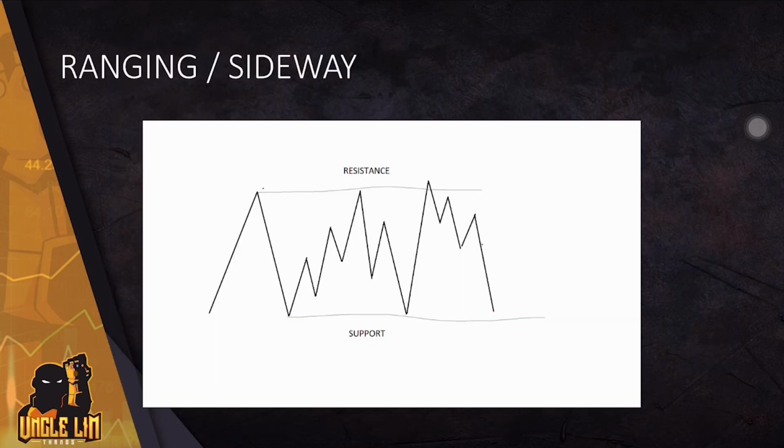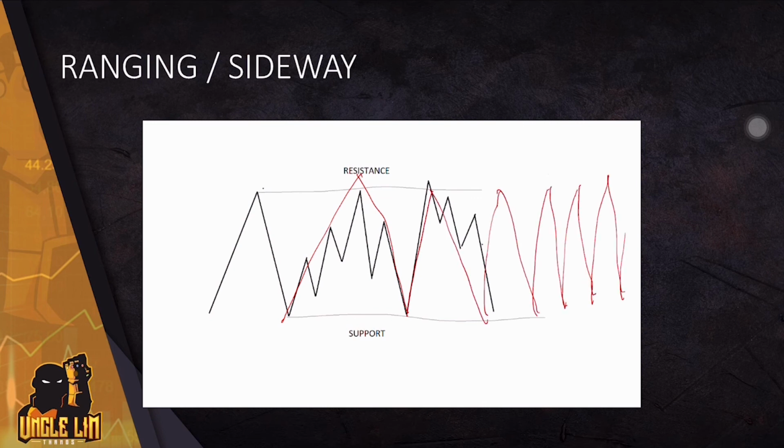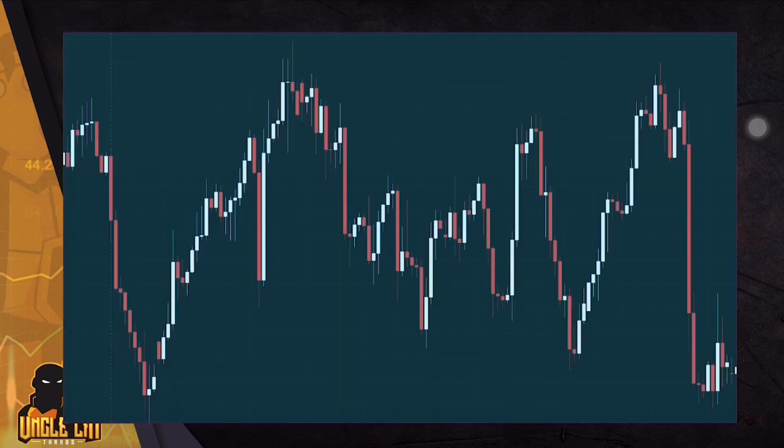So next, our last market structure is ranging or sideways. In sideways, when the price goes into resistance, it will go down, and when it goes to support, it will go back up, then resistance and back down. It doesn't break anything. This is what we call sideways. So this is a real life example of sideways.